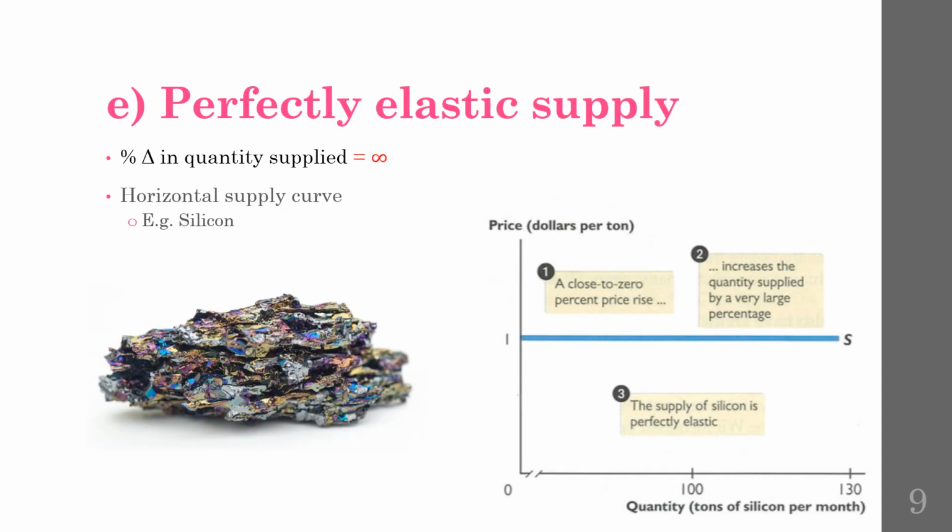A product with perfectly elastic supply has a horizontal supply curve. In this scenario, a small price rise will increase the quantity supplied by a very large percentage. On the other hand, a small fall in product price will result in zero quantity supplied of the product. The silicon in your computer chips is an example of such a good. Silicon is extracted from sand at a tiny and almost constant cost. So the supply of silicon is perfectly elastic.